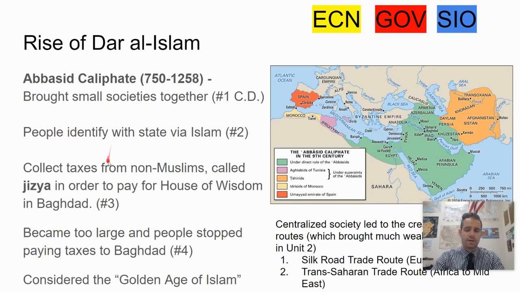Number three was about expanding, but also providing for the people. So, how is it that the Abbasid Caliphate is making enough money in order to provide all these good things for the people? And we'll talk about what those good things are in just a little bit. Well, as the Abbasid Caliphate takes over, so remember, we're starting here, Mecca, Medina, starting right around here in Saudi Arabia, and expanding this way and expanding this way to the west and to the east.